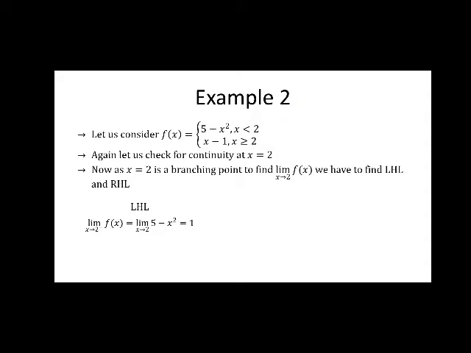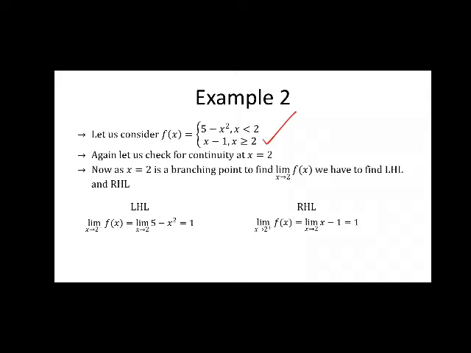Now let us try the right hand limit. The right hand limit is x tends to 2 plus, and for x tends to 2 plus, obviously I have to take the branch which is to the right of 2, that is x greater than or equal to 2, and for x greater than or equal to 2 I have x minus 1. Fine. So now in both cases I can see that the limit values at the left hand side and at the right hand side are equal.